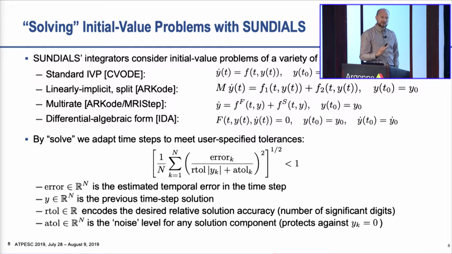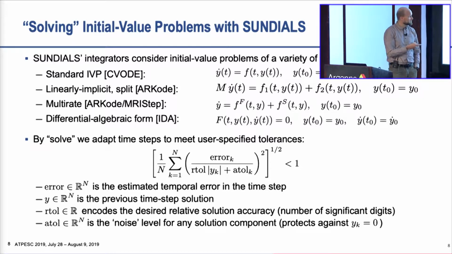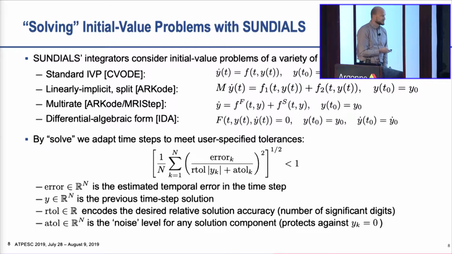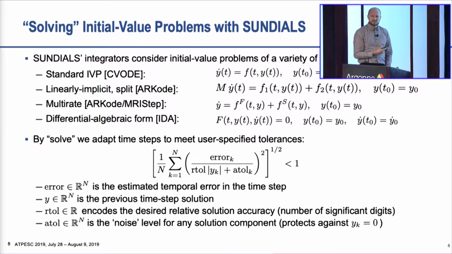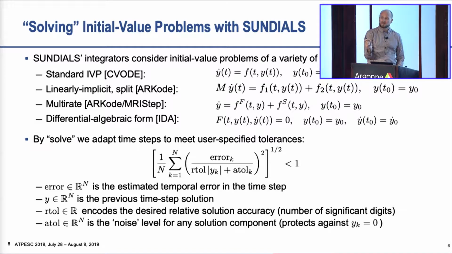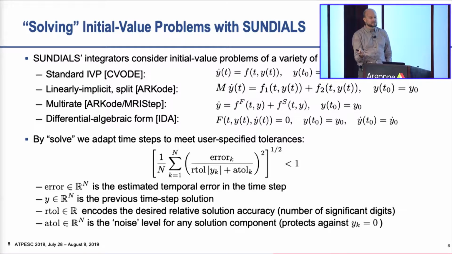And the way that we think about error is we think about adapting our time step sizes so that this metric, which you don't have to memorize, is less than 1. And basically what it really says is we have two inputs that are really of importance. A relative tolerance, which is a scalar, and it's how many significant digits do you want. If you want 1 digit of accuracy, give us an RTOL of 10 to the minus 1. If you want 2 significant digits, give us an RTOL of 10 to the minus 2, etc.